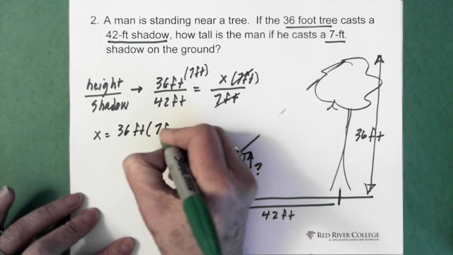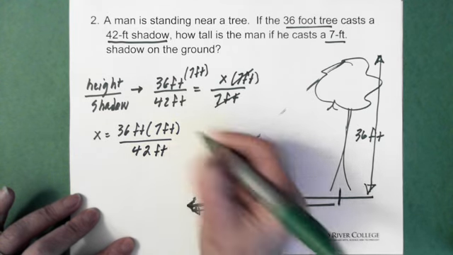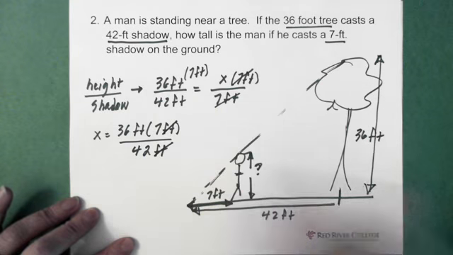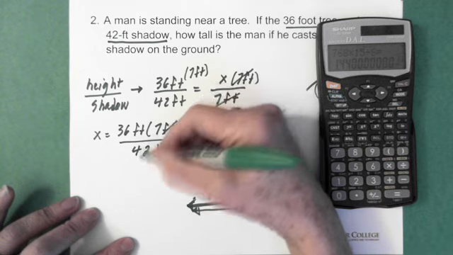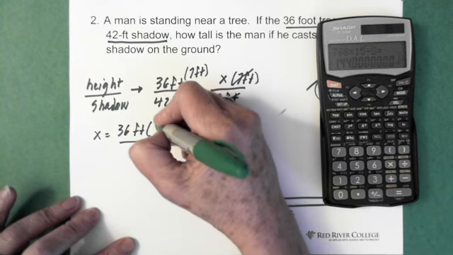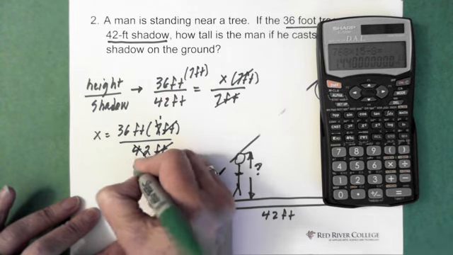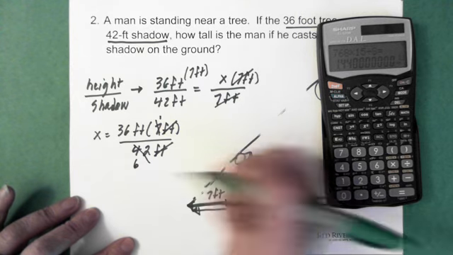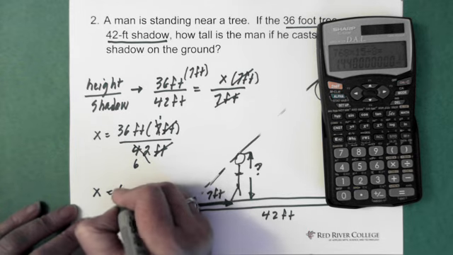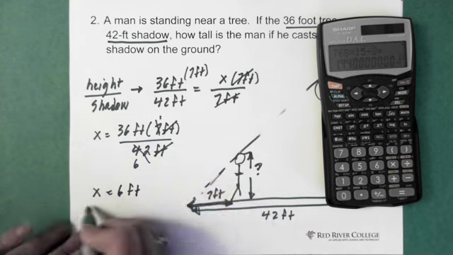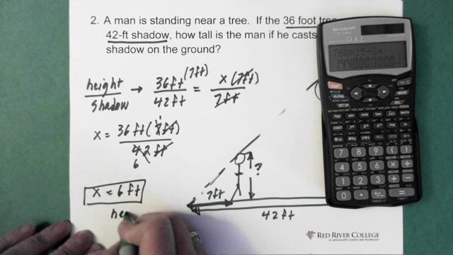times 7 feet divided by 42 feet. These feet cancel. And now, well, actually we can do this piece. 7 and 42, they're both divisible by 7. So I can divide this by 7 and get a 1. I can divide this by 7 and get a 6. 36 divided by 6 is 6. So x equals 6 feet. And 6 feet is the height of the man. So that's the height.